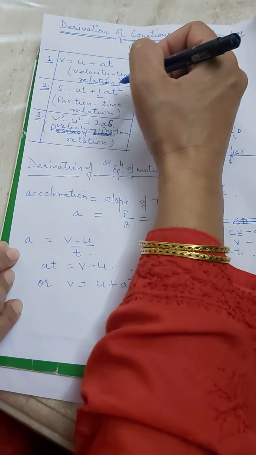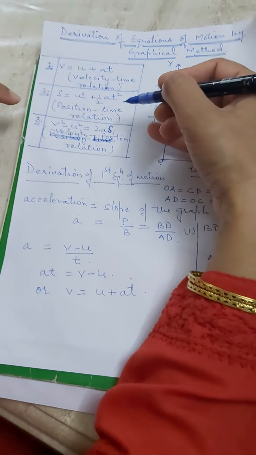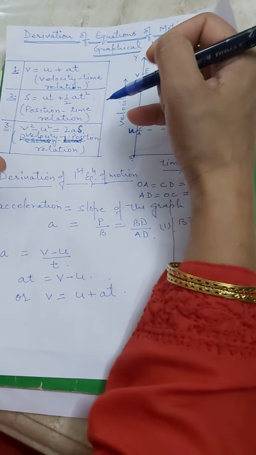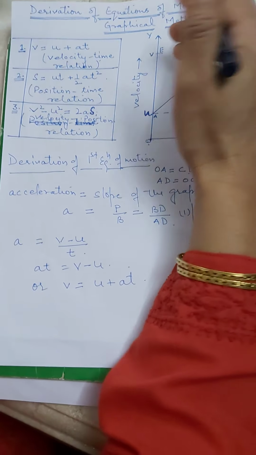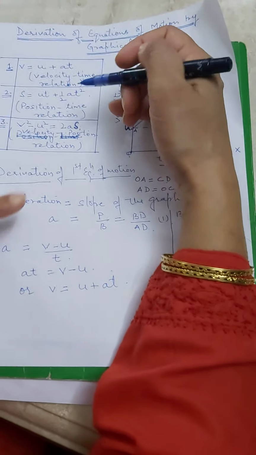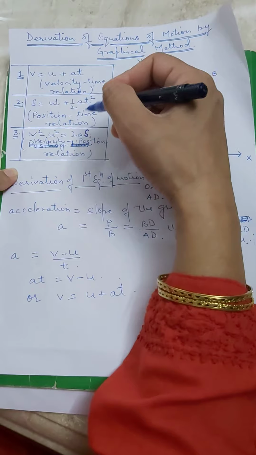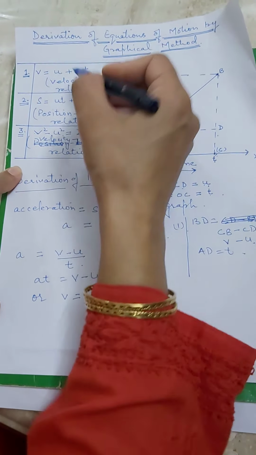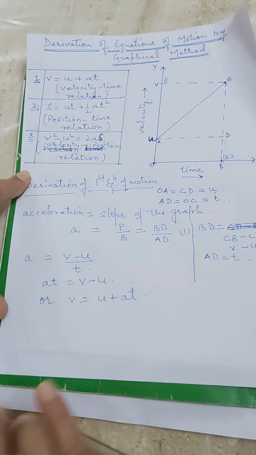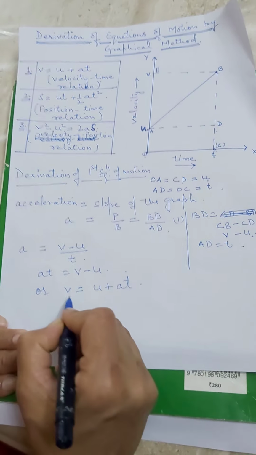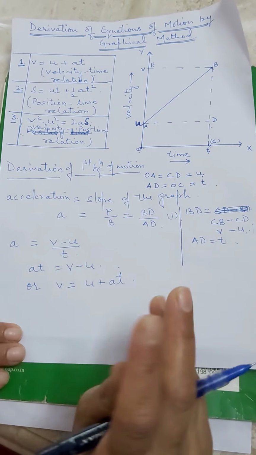You must know which is the second equation, which is the third equation, and which is the first equation of motion. If anybody asks you which is the second equation, you have to tell immediately that it is S is equal to ut plus half at square. If anybody asks you which is the third equation of motion, then you have to tell v square minus u square is equal to 2as, and first equation is v is equal to u plus at. You must also know that first equation is velocity time, second position time, and third is velocity position relation. So we are going to use velocity time relation in the derivation of second and third equation also.